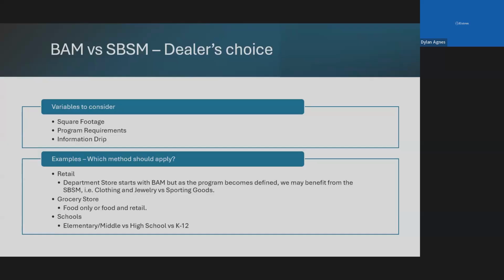With a grocery store, same thing, if it's food only, building area method. If it's food and retail, you're probably going to need some additional lighting power or need to trade between spaces. As I mentioned earlier, schools, elementary, middle, building area method is more applicable. You do high school or K through 12, then you want some more flexibility and granular trading of your wattage for high school or K through 12.